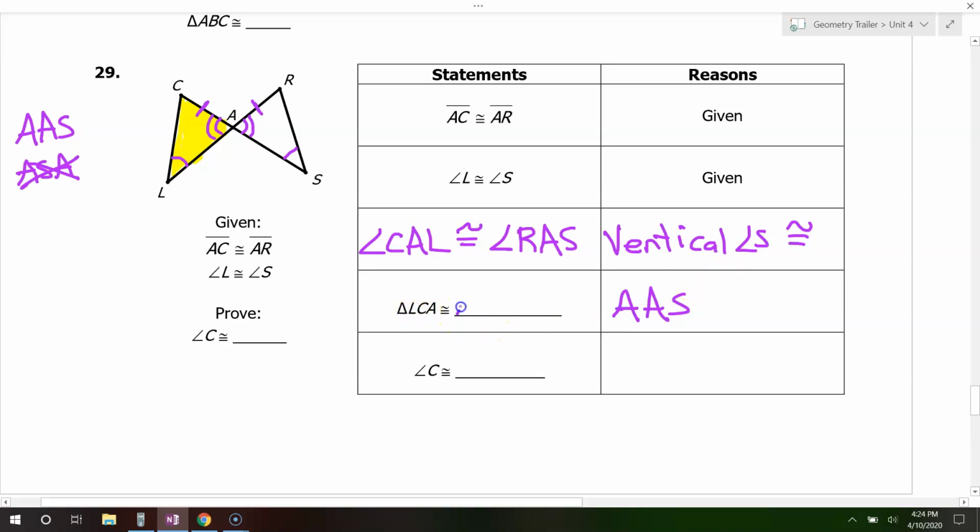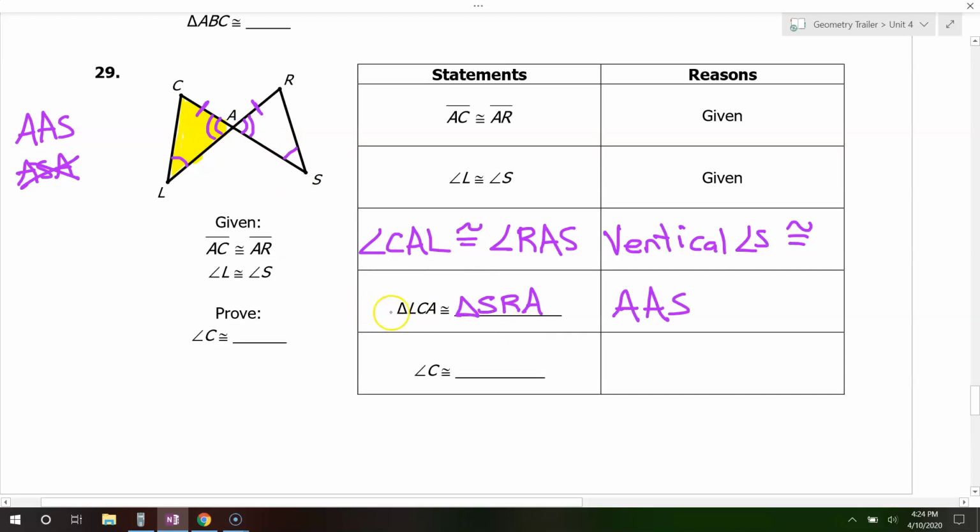Now, the congruent statement. Triangle LCA is congruent to triangle. So, angle L corresponds with angle S. Angle C corresponds with angle R. And yellow angle A corresponds with white angle A.